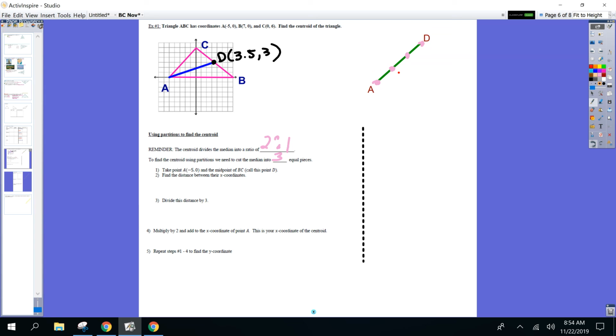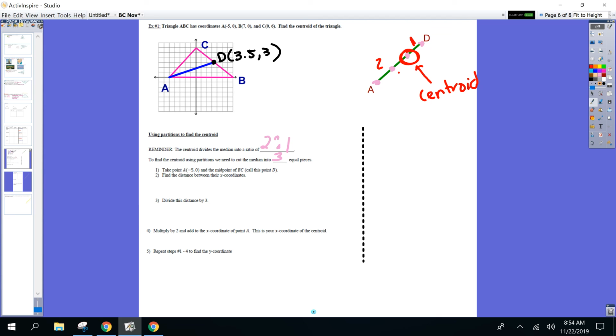So now I want that one right there. That will be the centroid. Does everyone see the 2 to 1 right now? 2 equal pieces to 1 equal piece. We all good? All right, so that's our goal right now. Find that point on AD.